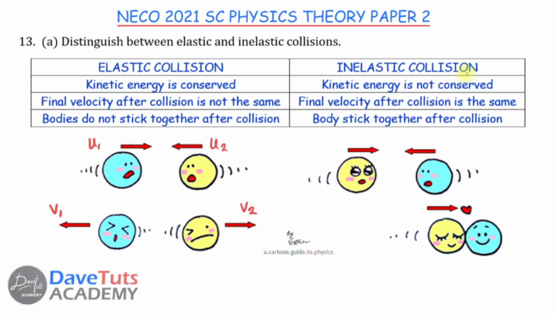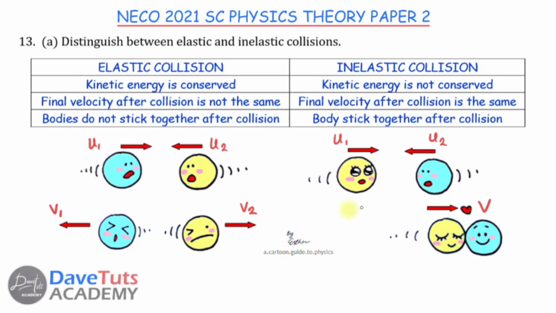But in inelastic collision, kinetic energy is not conserved at all in this case. And then if they are initially moving with initial velocity U1 and U2, after the collision, the final velocity after the collision is the same. They have a common V, okay? And then the bodies, they stick together after the collision.